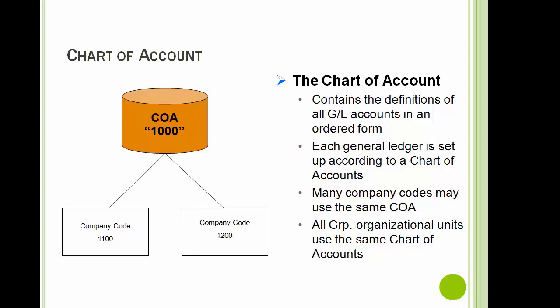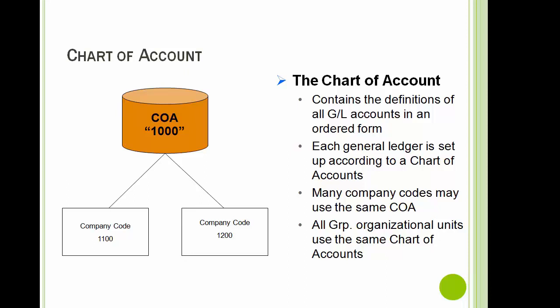So to contain all the list of ledgers, you need a chart of account to be assigned to a company code. That is why for each company code in SAP, a chart of account has to be assigned. You can use the same chart of account with multiple other company codes as well, depending upon the requirements.